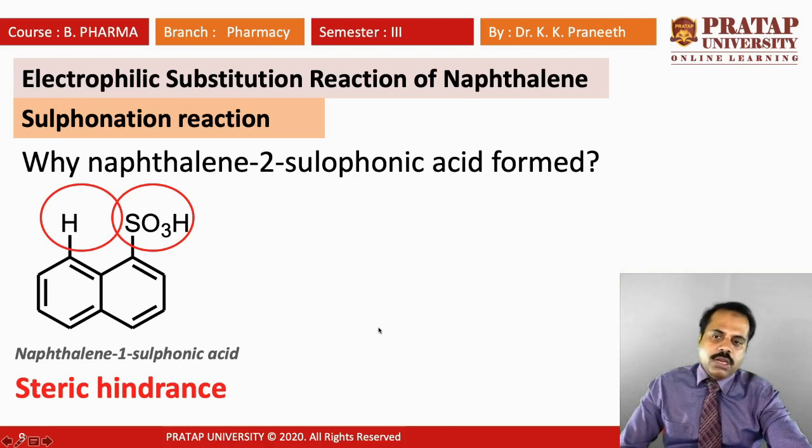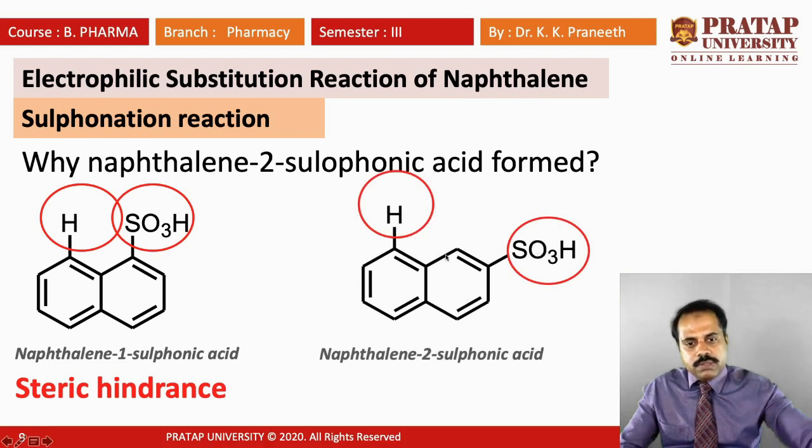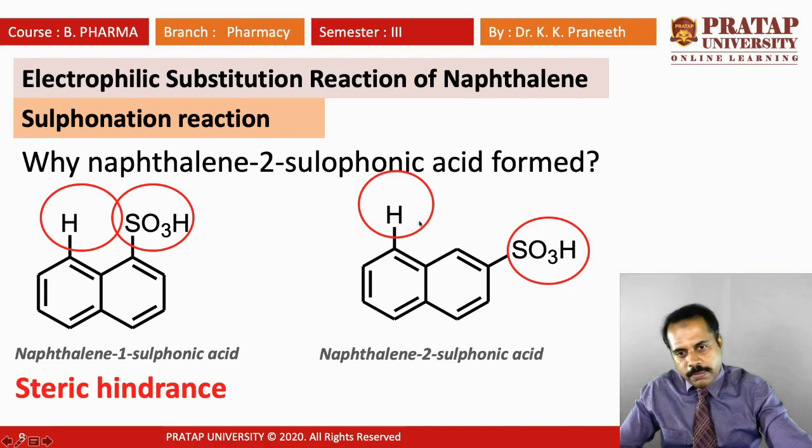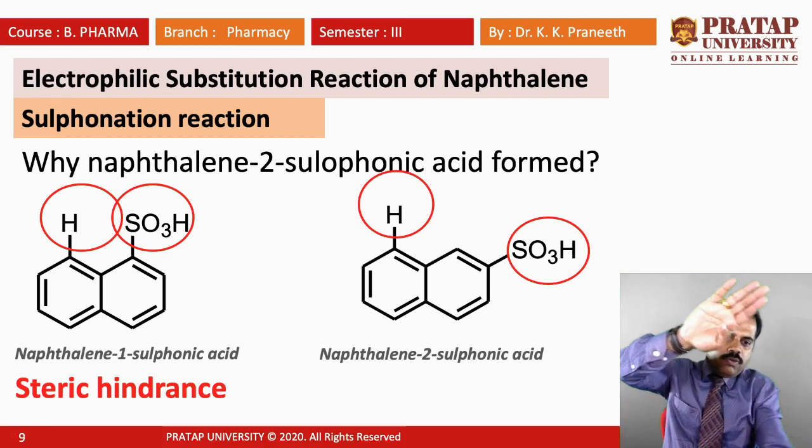What about naphthalene 2 sulfonic acid? Let's see. This is the structure of naphthalene 2 sulfonic acid, and we can see here the sulfonic acid group is far away from this hydrogen. This hydrogen is not straight, this hydrogen will be here. So there is not much interaction. I did not put it, but you can imagine there is an angle.